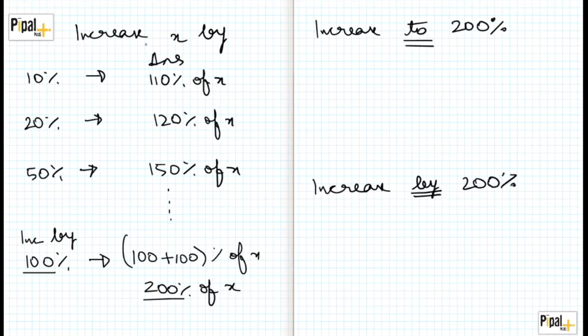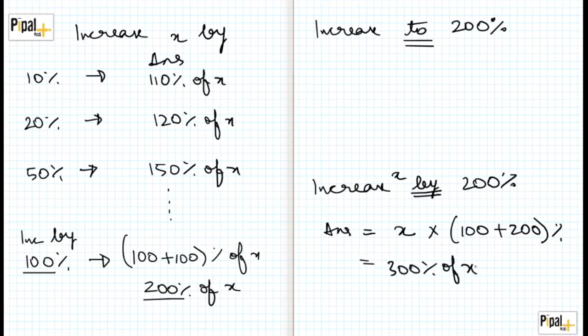So far, what we've done is increasing something by a certain percentage. We do 100% plus that percentage, times the original number. So if we were asked to increase x by 200%, our answer will be x multiplied by 100% plus 200%, or 300% of x. This is what increasing by a certain number means.